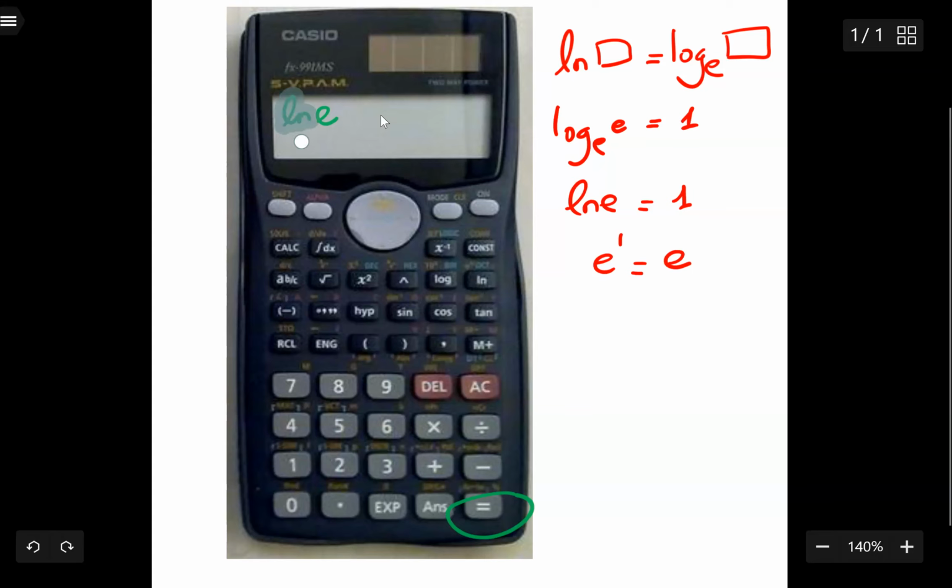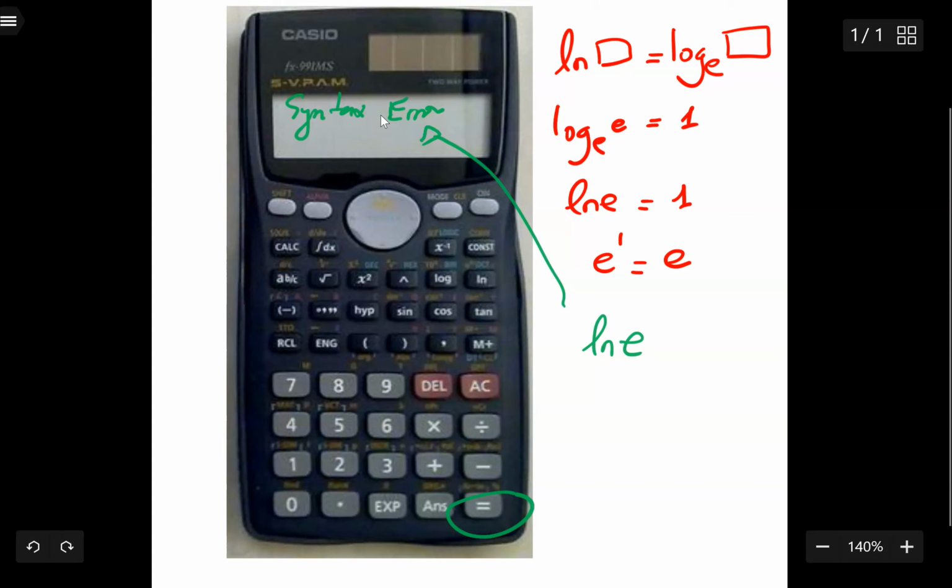So if you do that, it will give you a syntax error. Don't forget, if you just put ln and then e, it will give you the syntax error here. Because this e, as a function on this calculator, you must always indicate to the calculator what the exponent of e is. In this case the exponent of e is equal to 1, therefore you have to put a 1 beside that, then you don't have that error appear on your calculator.